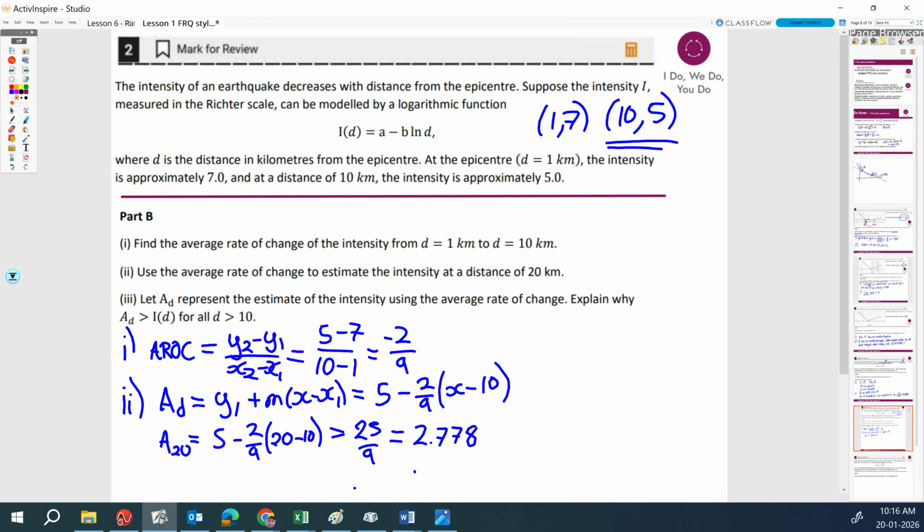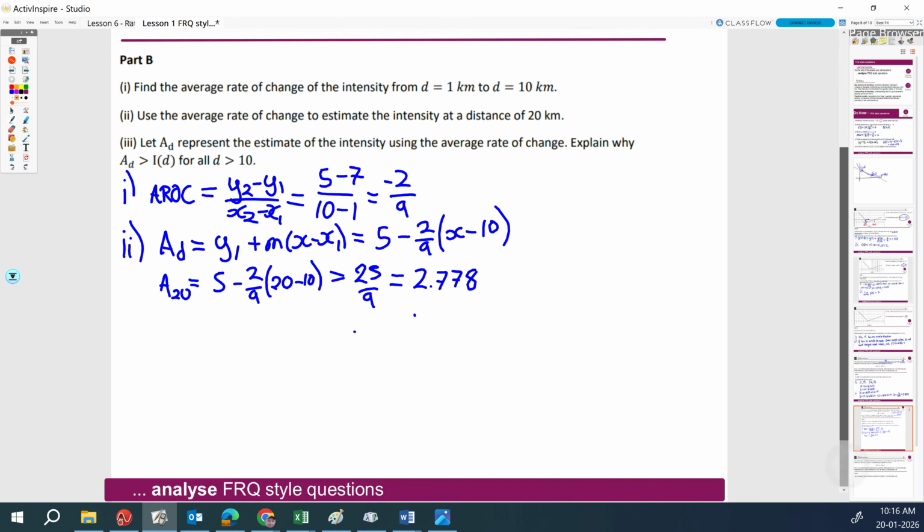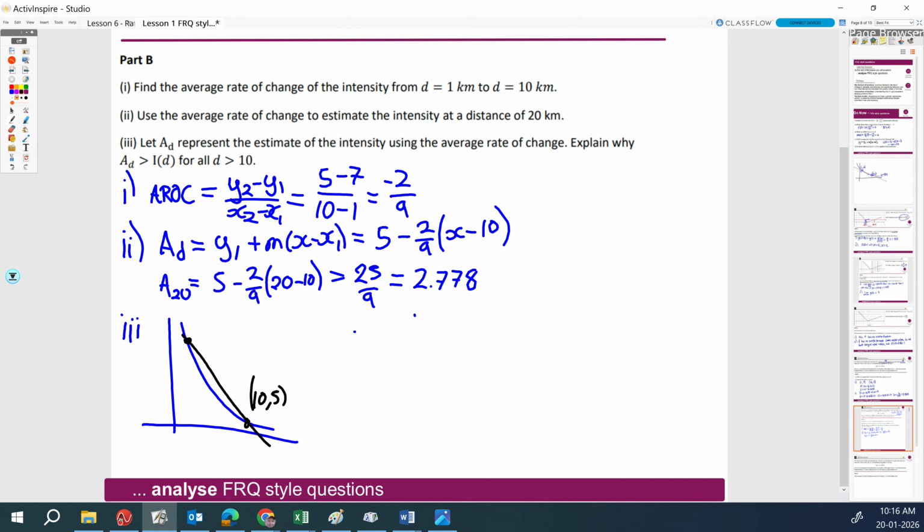Okay, let A represent the intensity and explain why. So on this one, if we graph the two functions, we've got a function doing this, and then we have a secant line doing that. It's going through these 2 points here and here, this one is at 10, 5. The black one is A of D, the blue one is I of D.